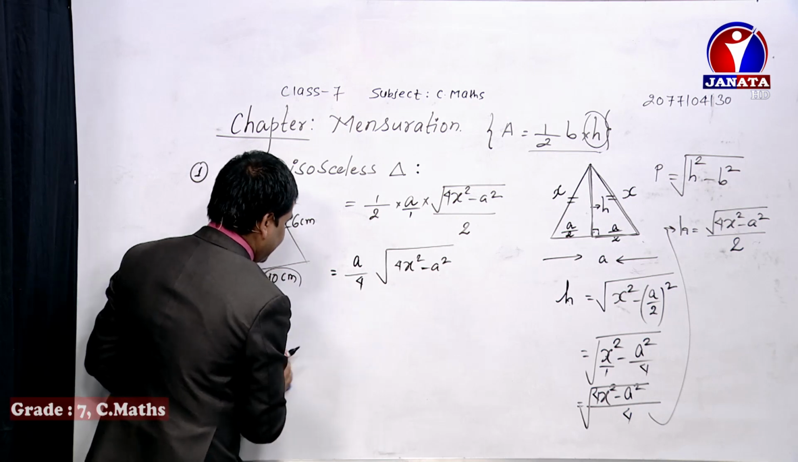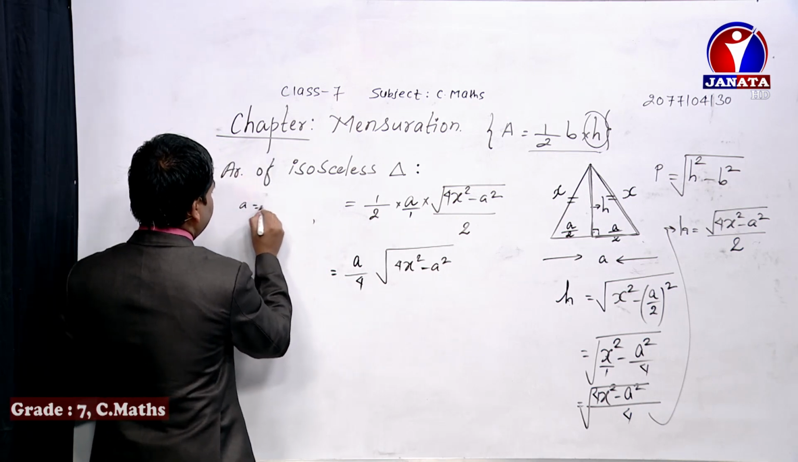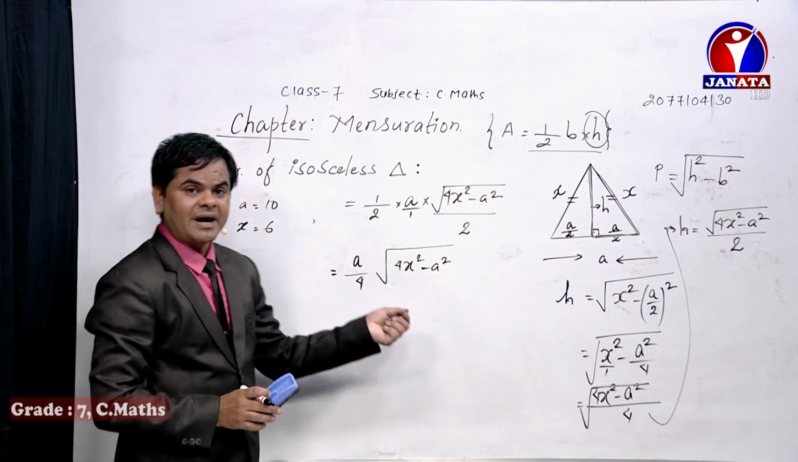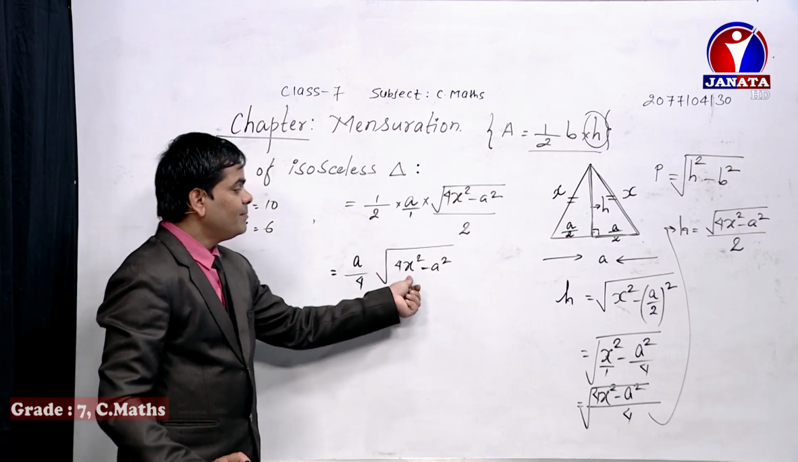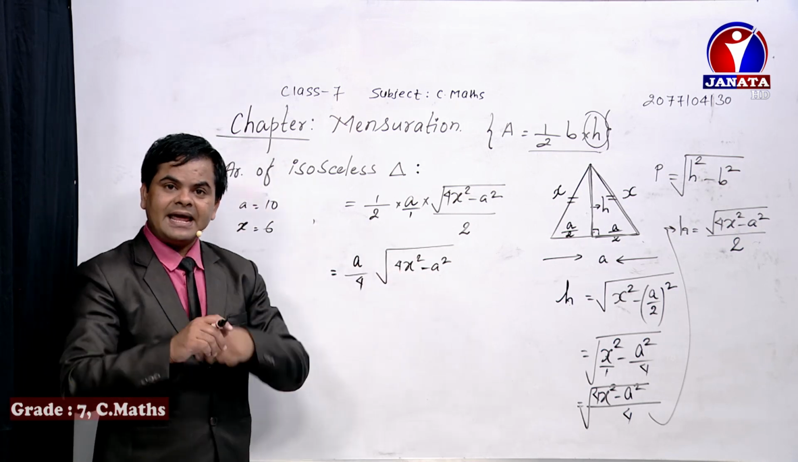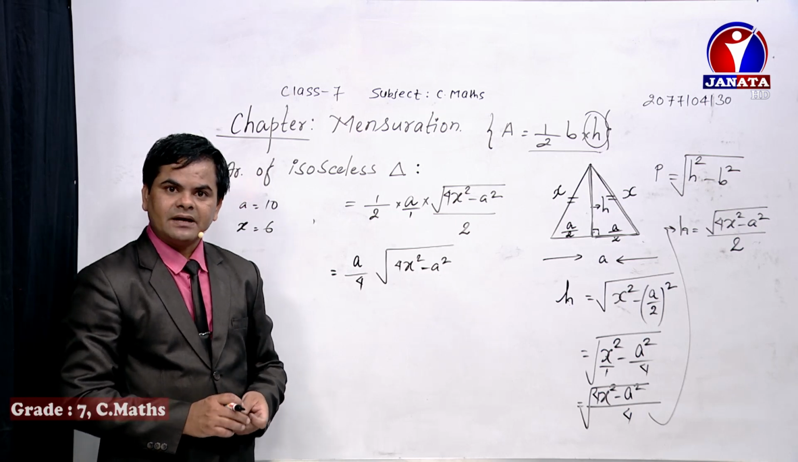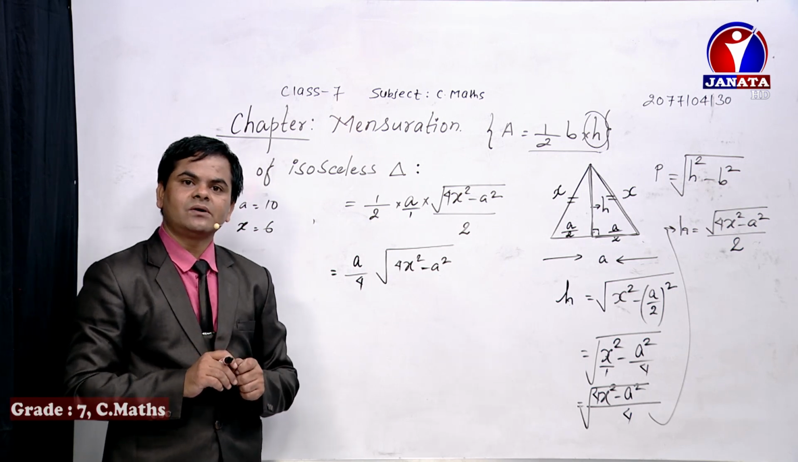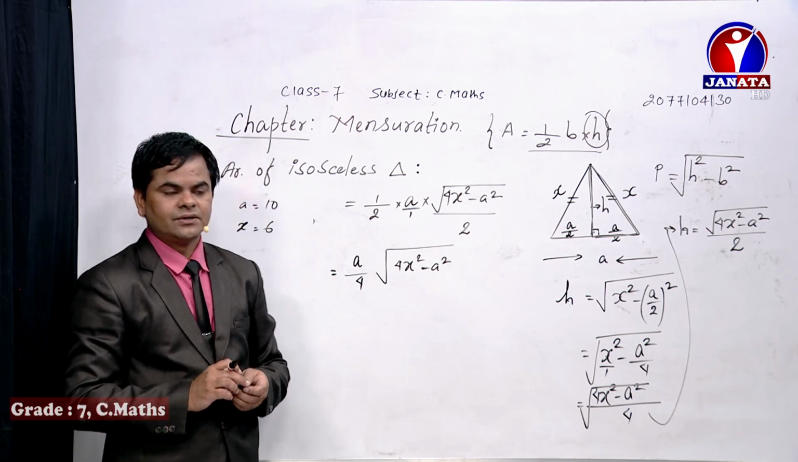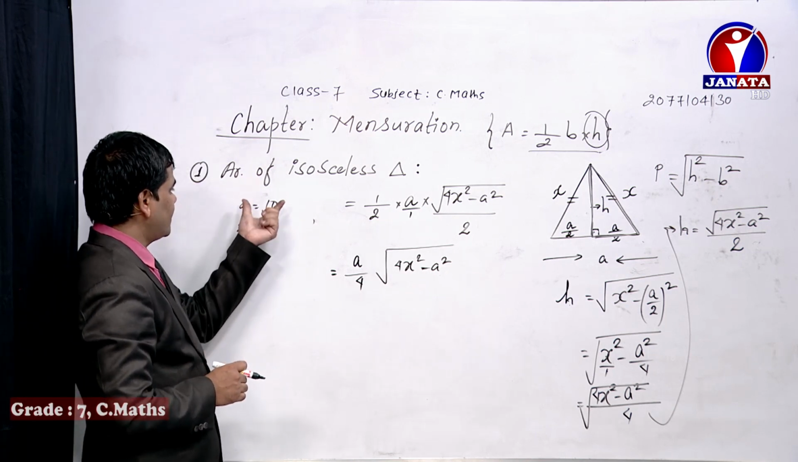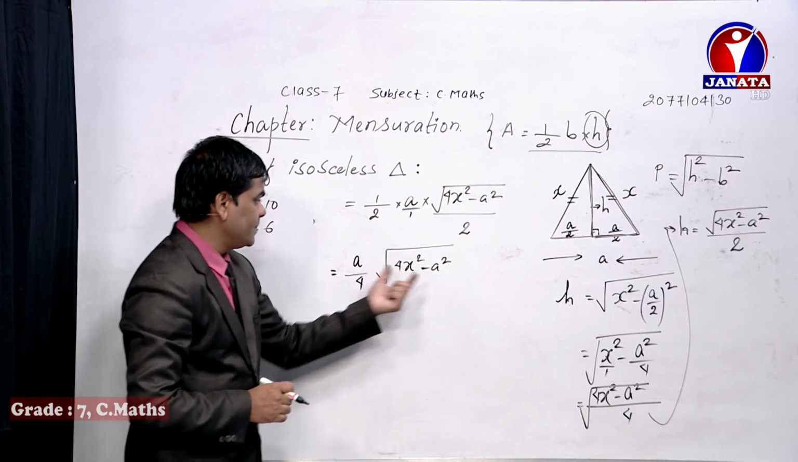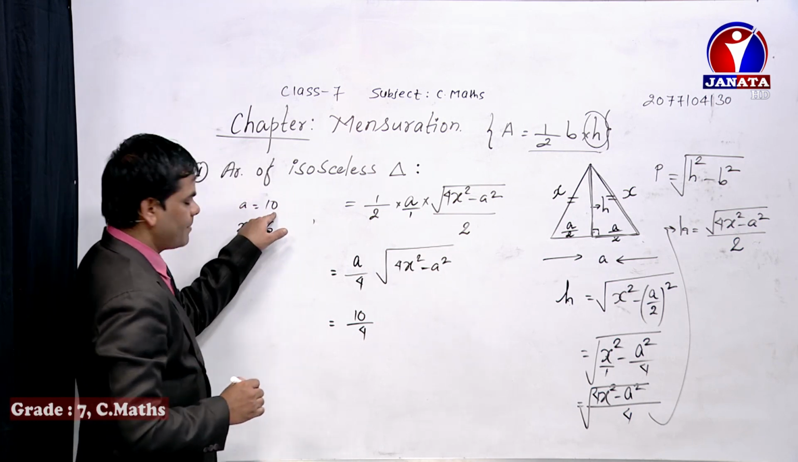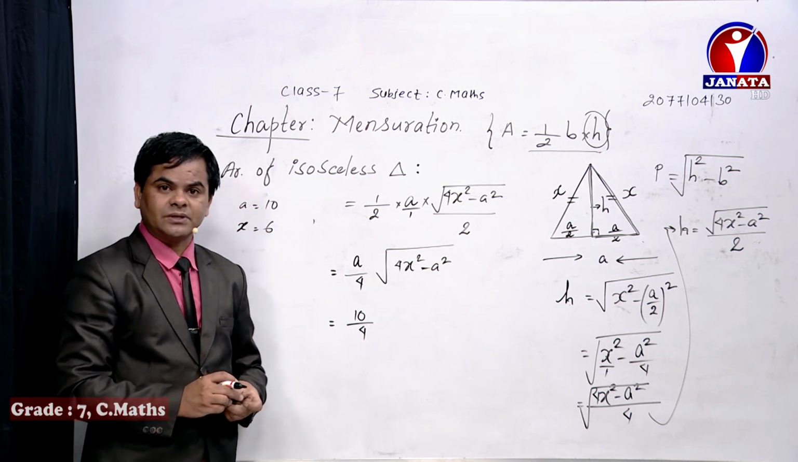Let's find out. A came as 10 centimeter, isn't it? As per this figure, a came as 10 centimeter and x came as 6 centimeter. Always we need to keep in mind, dear student, what we mean by x and what we mean by a. A represents the non-equal side. In the isosceles triangle, the non-equal side is known as a, and the equal side is known as x. So x is 6 centimeter and a is 10 centimeter. Let's keep in here, what will be 10 by 4, because the value of a we have already got as 10 centimeter as per the question.